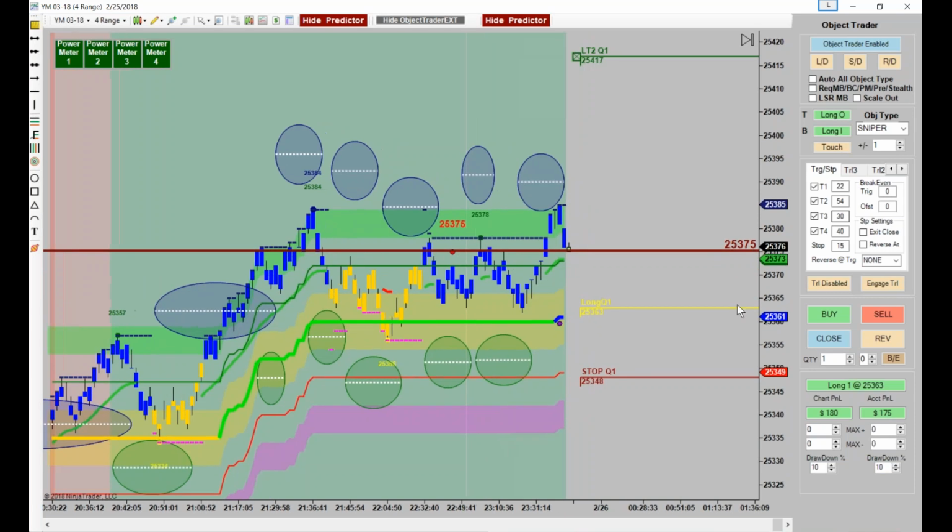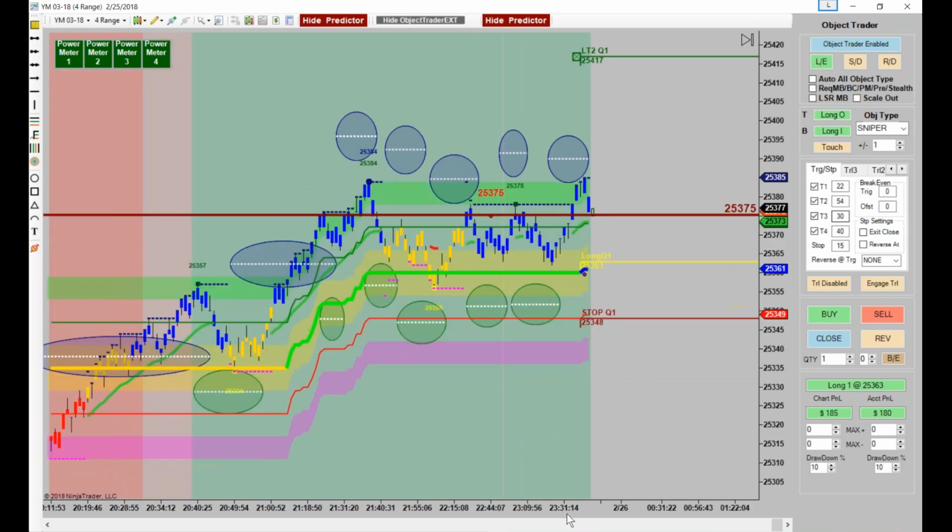Everybody see that? Let's just add one. Because we just got in one, right? So we can add one right there. That's a swing. Let's see if we can get a little addition here. Touch plus one.